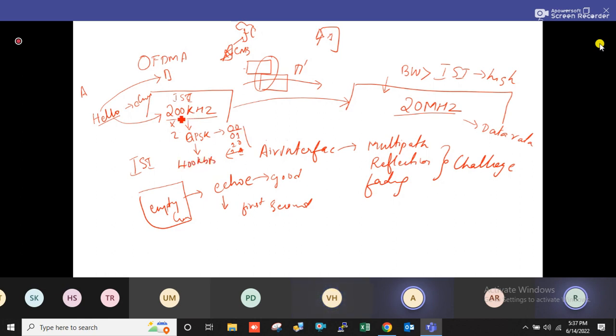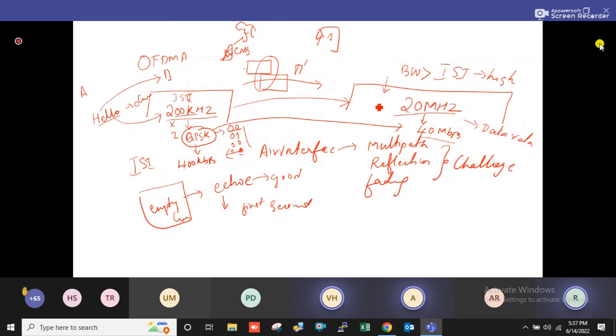Whereas if we use the same frequency, same modulation scheme and change the bandwidth and implement it here, the actual data rate will be 40 Mbps. So you can see the change here. With the same modulation scheme, we were able to increase the data rate, right? So the modulation scheme we have implemented is the same, but the only thing is we have increased the bandwidth, right?